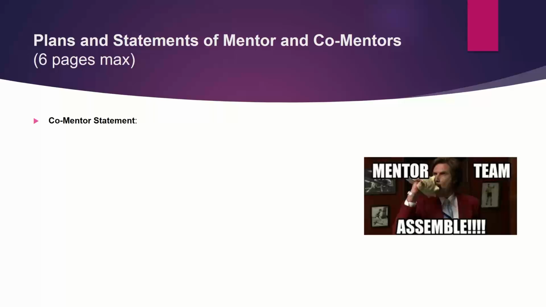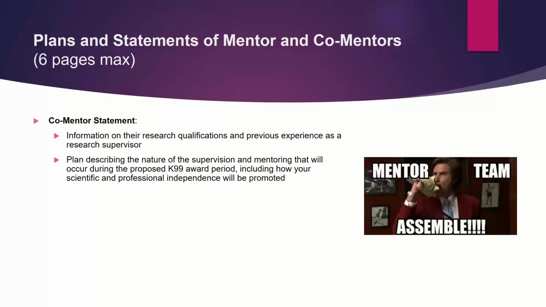So let's get to co-mentorship teams. The co-mentor statements will likely be shorter than the mentor statement. So they need to list info on their research qualifications and previous experience as a research supervisor, a plan describing the nature of their supervision and mentoring that will occur during K-99, including how your scientific and professional independence will be promoted. So again, the co-mentors are supposed to help you separate from your primary mentor. So this needs to be clearly outlined, how they'll help you do that.